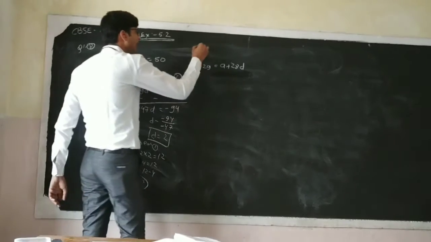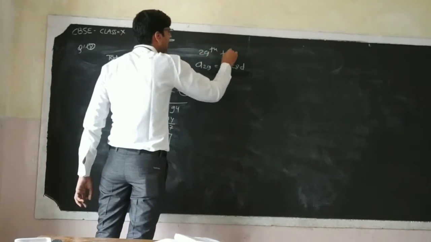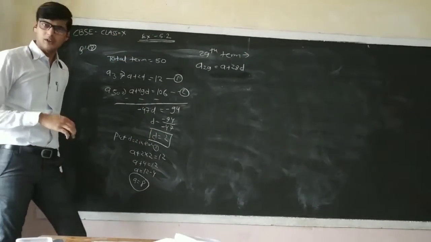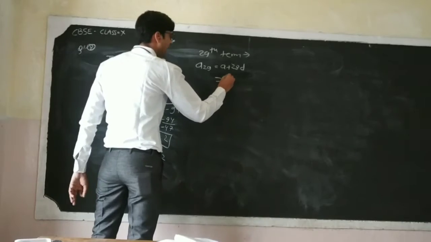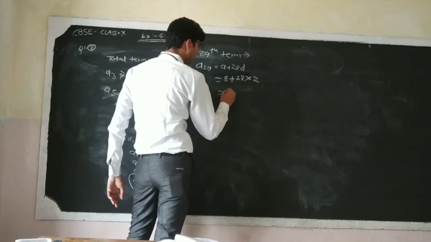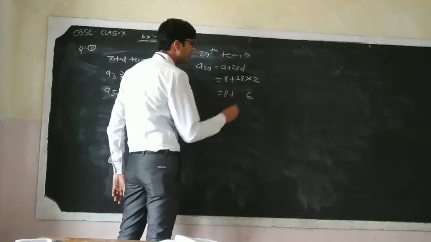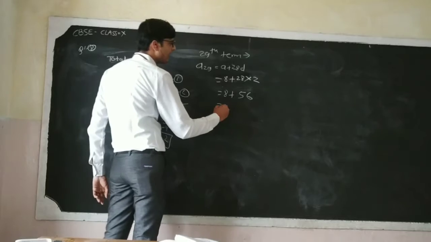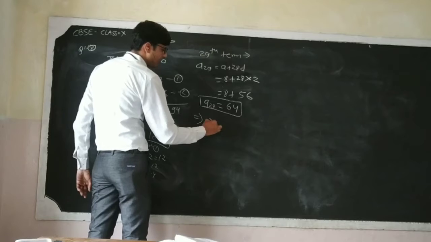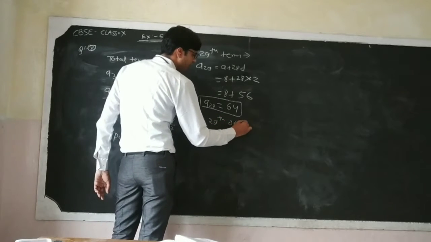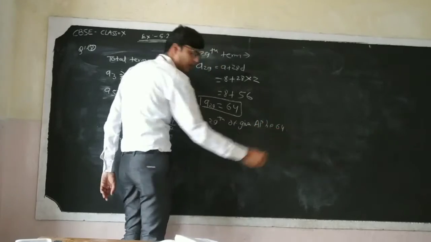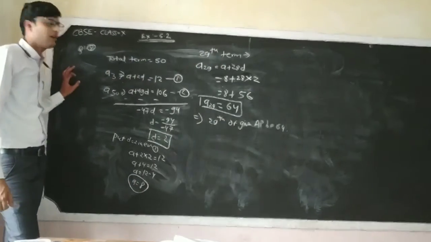Hence we find the 29th term. We write a29 equals a plus 28d. The value of a is 8, plus 28 into 2, which is 56. 56 and 8 gives 64. This implies the 29th term of the given AP is 64. So this is our question number 8.